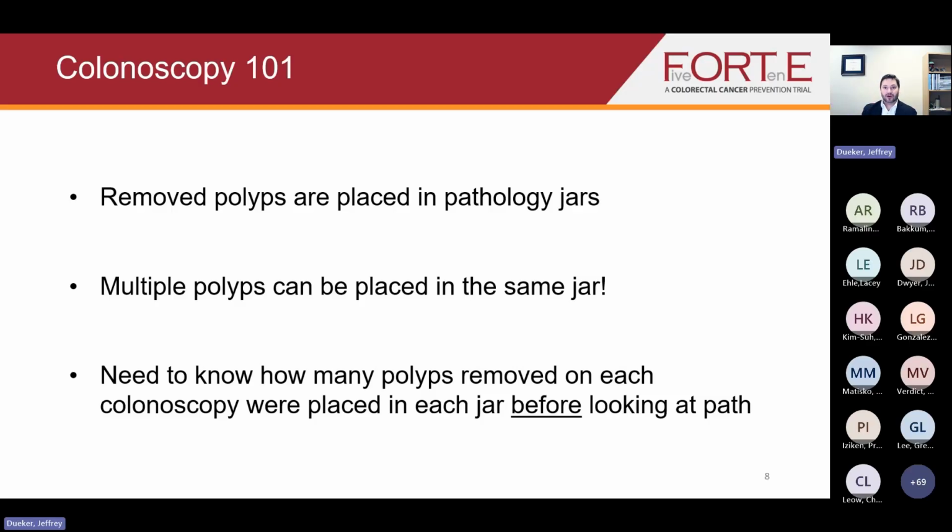Other people will take all the polyps in the whole colon and just put them in one jar. And so you have to know how many polyps were removed on the report, and you have to know how many polyps were put in each jar before you can fully understand what's happening in the pathology report. This is what we're doing when we're reviewing our own pathology. We have the pathology report up, and we're saying, okay, I put one polyp in the ascending jar, I put two polyps in, say, the rectum jar, and then I'm cross-referencing that with the pathology to understand ultimately how many polyps of what kind are in one jar versus the other. So that's really, really important, and I think that helps you understand when you're distilling this down.